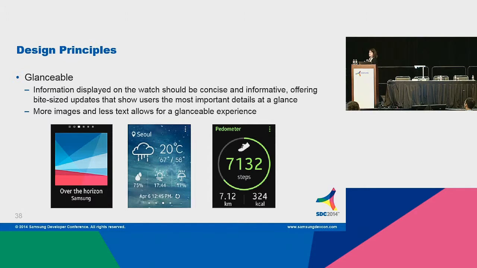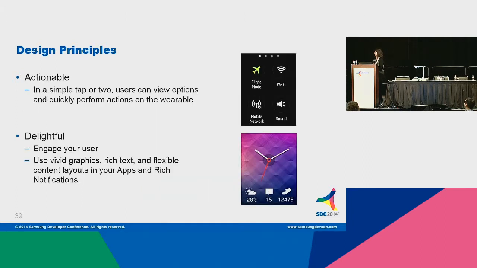More images, less text. People don't necessarily want to read long messages on their watch. Actionable. A single tap should get them somewhere. Don't make them tap 5 or 6 times to navigate to where they need to be and tap 5 or 6 times to get back to where they came from. Make sure your actions are short and concise and crisp. Get them where they need to go.